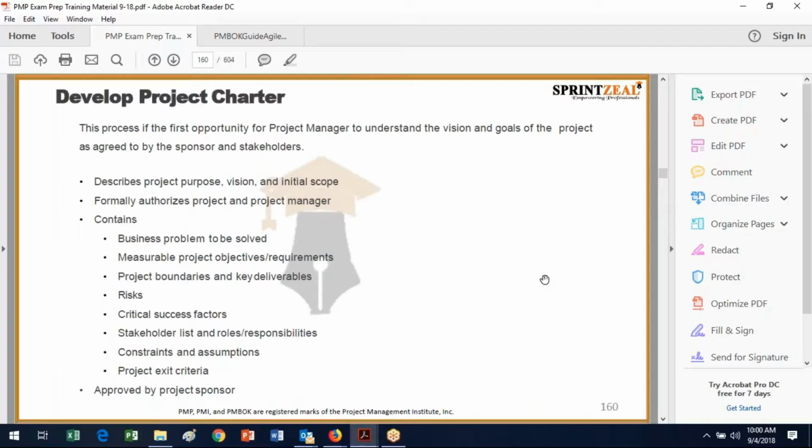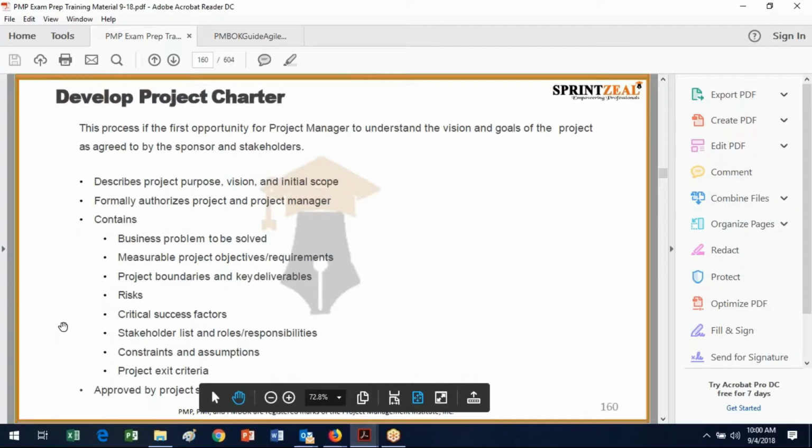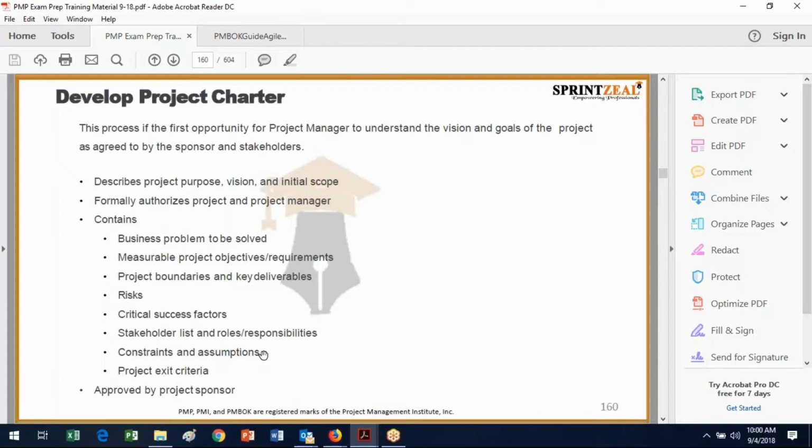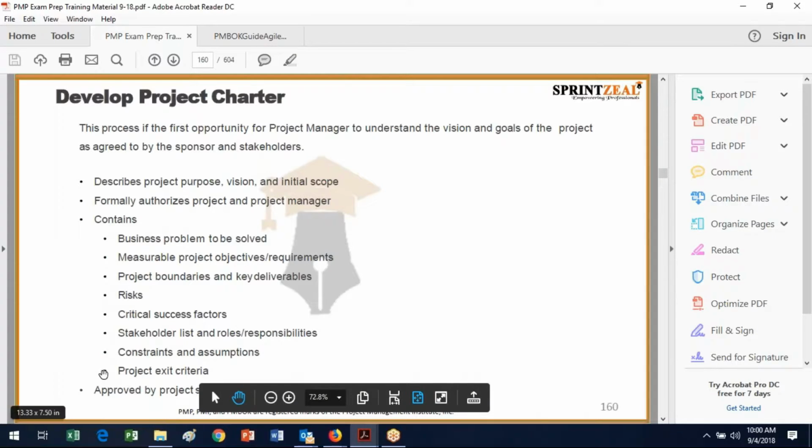So the project manager may or may not actually develop the project charter, but should definitely be intimately familiar with the project charter. And we've got the business problem, we've got measurable objectives, the boundaries, the risks, the critical factors to success, the stakeholder list and roles, responsibilities. So stakeholders are identified very early on and brought into the project. Assumptions and constraints, and again, those are key to just about any process, is understanding the assumptions and constraints. And then what is the project exit criteria?